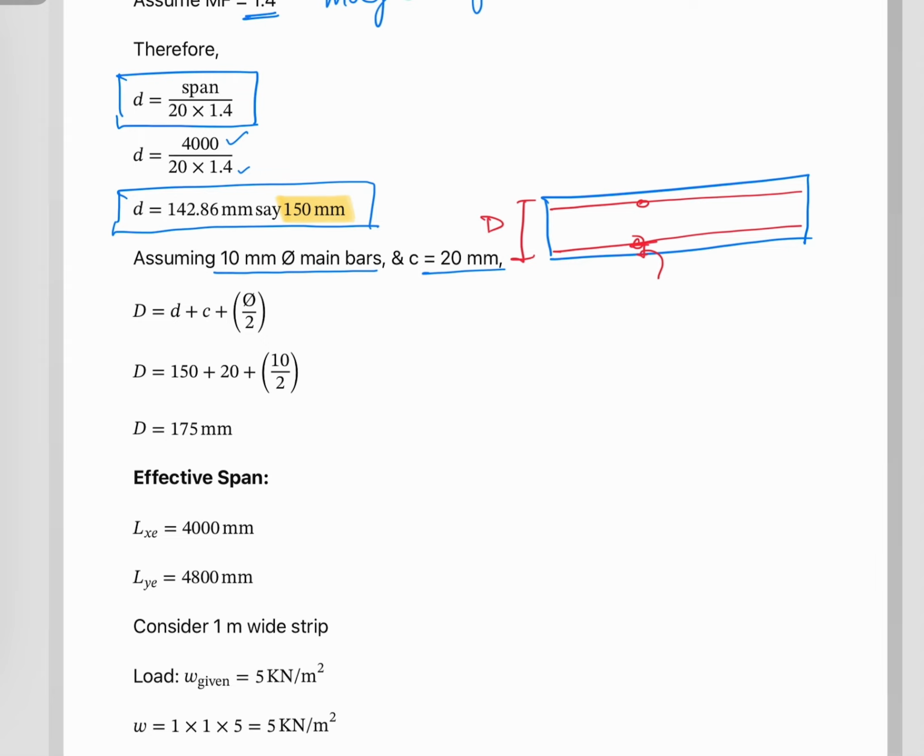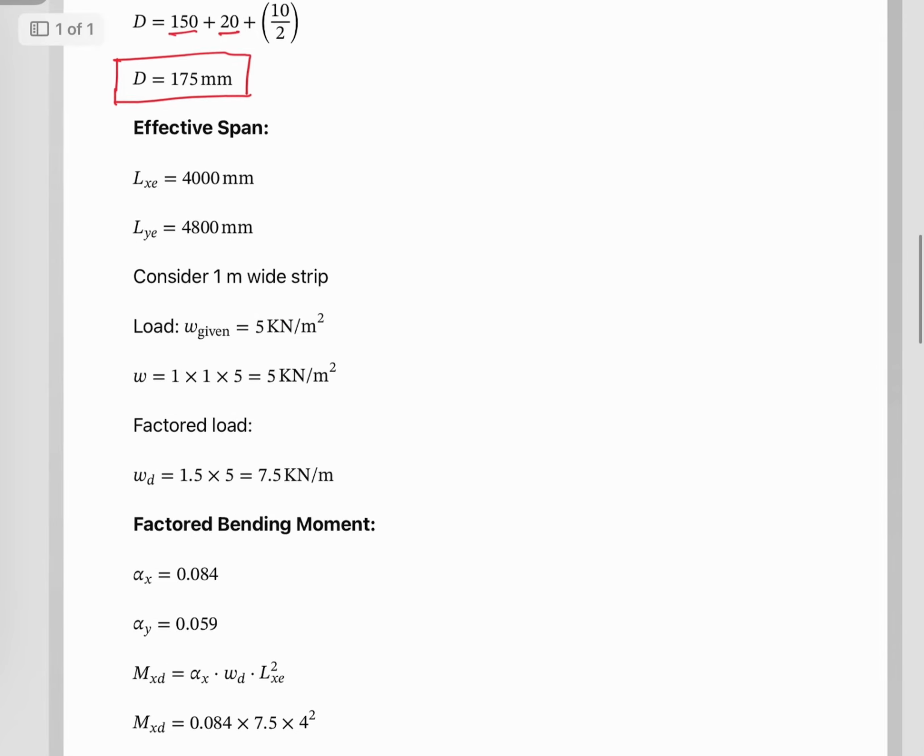We need to add half of the diameter of the bar, which is divided by 2. So to calculate the capital D: the effective depth is 150 mm, plus clear cover, which I am assuming as 20 mm, plus the 10 mm bar, half of that, which is 10 by 2. So our total depth is 175 mm. Now let's go to the next step, effective span.